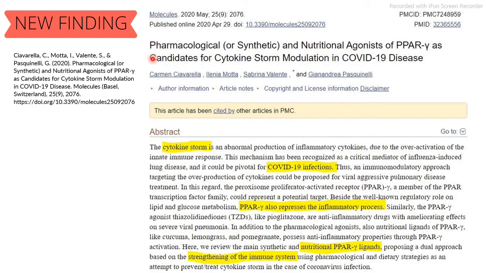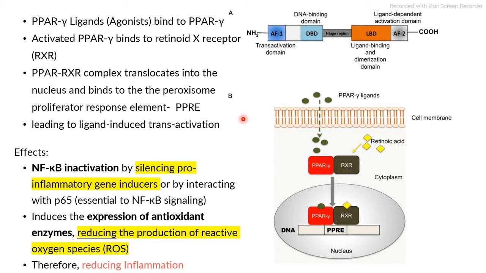Now, here is an article released recently about the role of PPAR-gamma in modulating the cytokine storm of COVID-19. They mentioned that PPAR-gamma is able to repress the inflammatory response. But before we accept what this article says, I'm going to explain to you how PPAR-gamma works in this mechanism. When we take in PPAR-gamma ligands in the form of supplements, for example, the PPAR-gamma ligands enter our cells and bind to the PPAR-gamma receptors.